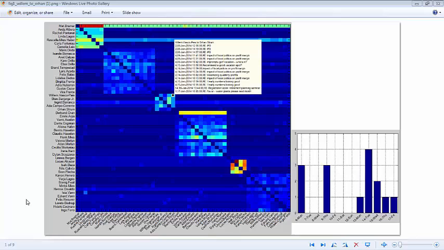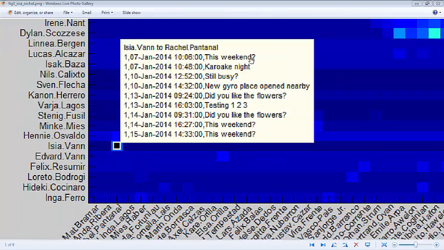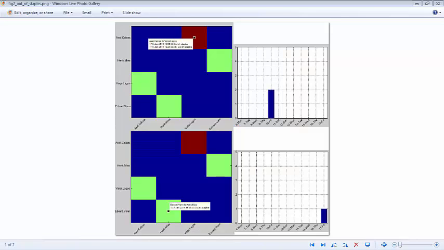We also used a MATLAB visualization tool to help show email interactions between individuals. The tool's table view is equipped with a heat map that shows email frequency and a tooltip which shows exact email headers. The tooltip enabled us to find more personal emails, such as this email between Rachel Pantanel and Isia Vaughn, which further corroborates the idea that they are in a relationship.